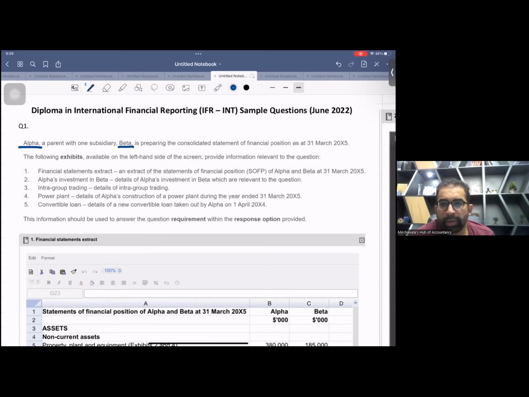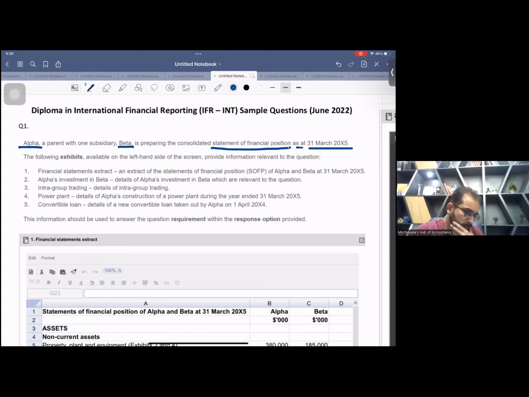And you have to prepare a consolidated financial statement as at 31st March X5. Okay, this is the date. Now don't forget, this is not an income statement question. This is not a SOCI question. This is SOFP, statement of financial position, and a statement of financial position is always as at. Hope you remember, it's always as at. Income statement is for the year, but SOFP is as at, right?